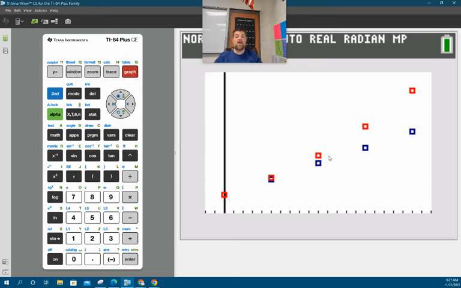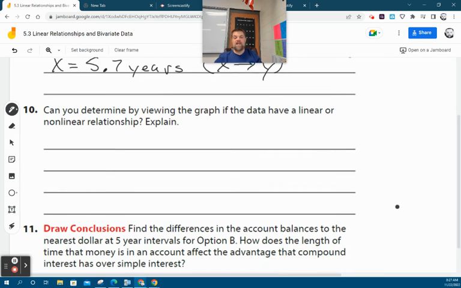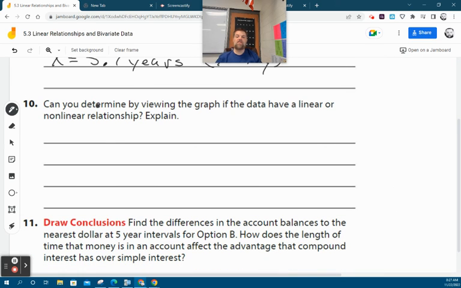Well, they represent the amount of money in the account. You're missing the point of the question. Anyways, I wrote it down. Understand it or not, it's your choice. Can you determine by viewing the graph if the data have a linear or nonlinear relationship? Yes. There you go.